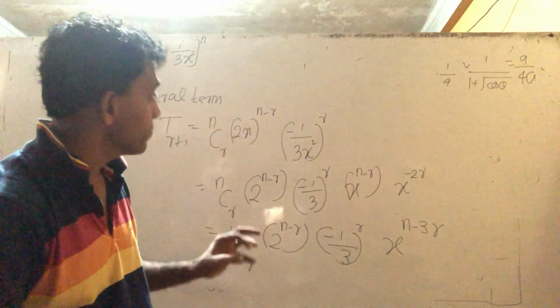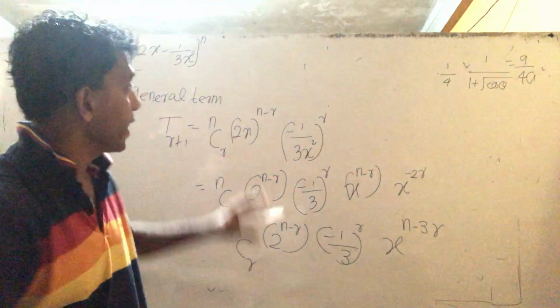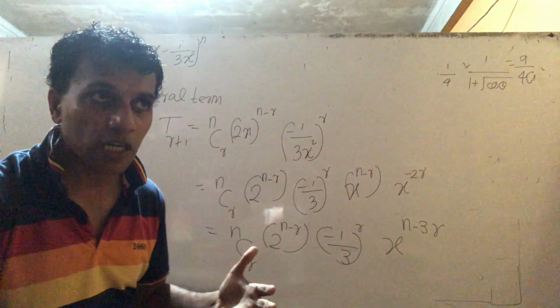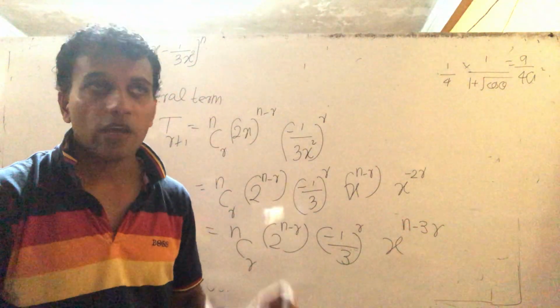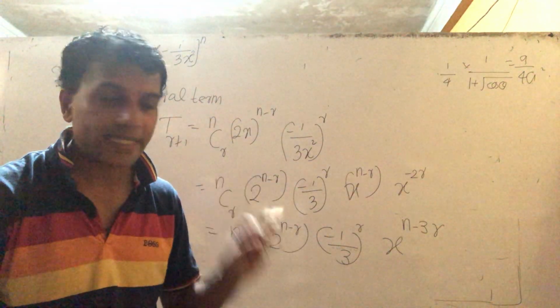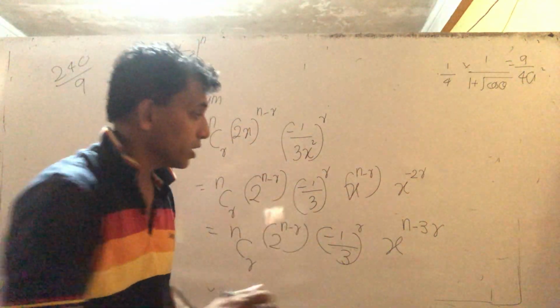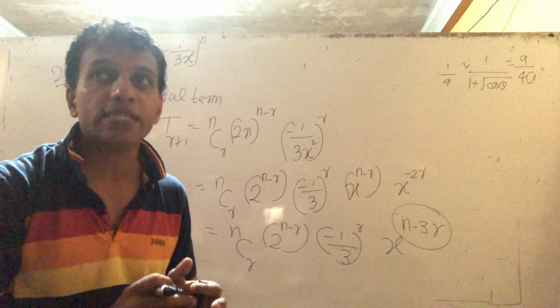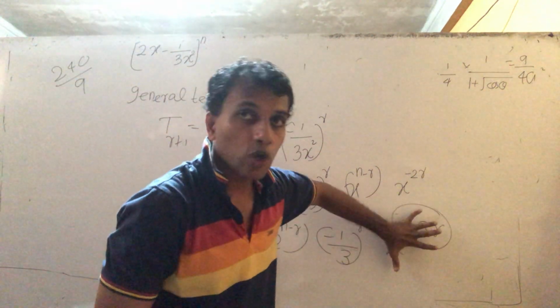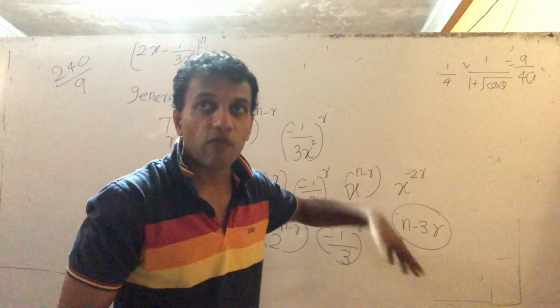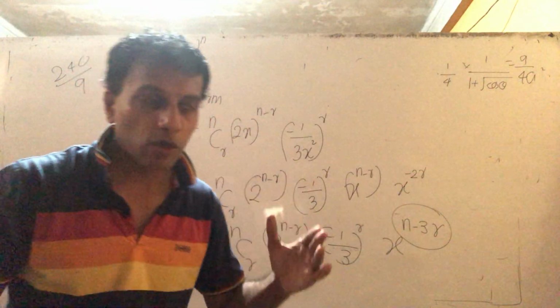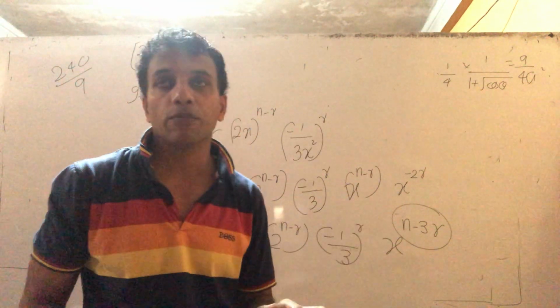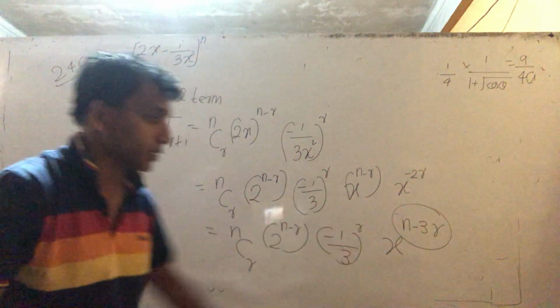Now they say independent of x. If we expand, there is no x in one particular term. Which term is that? That's the idea. So in this question, n minus 3r is 0. x to the power 0 means 1, which is the constant term, right? Therefore we find the answer.